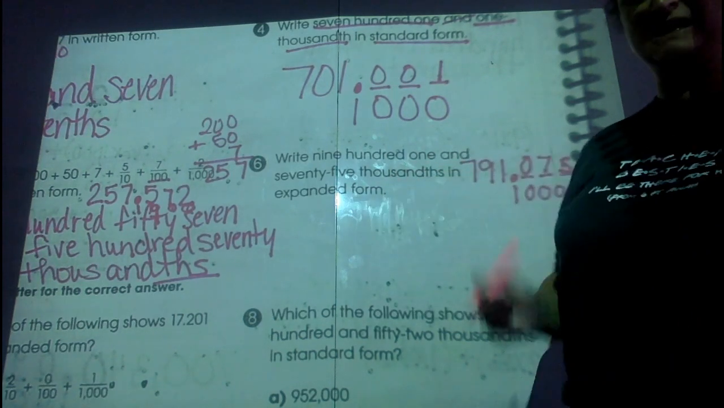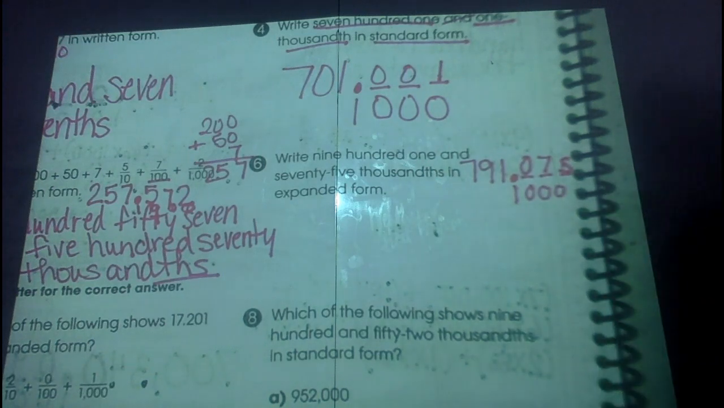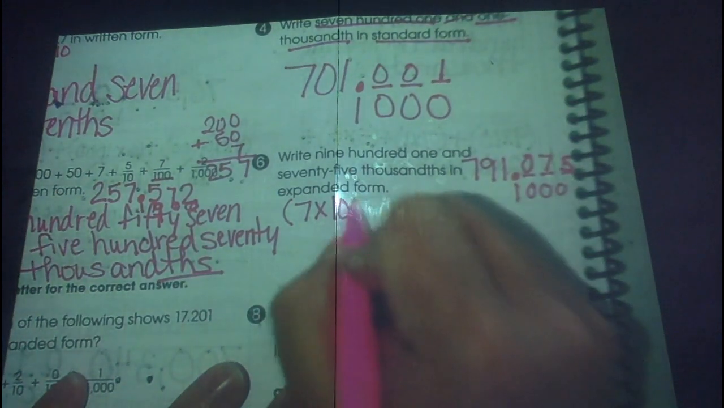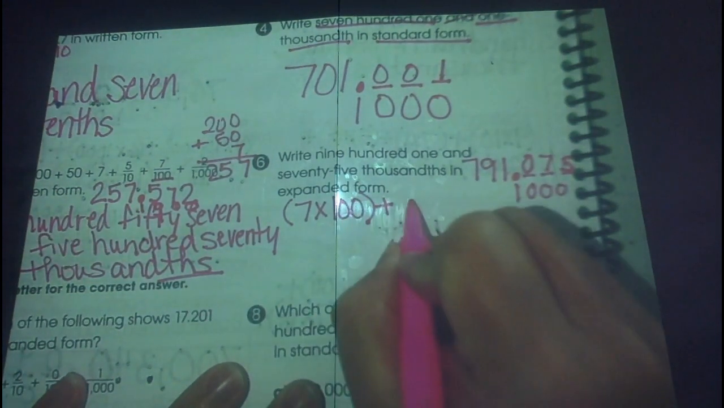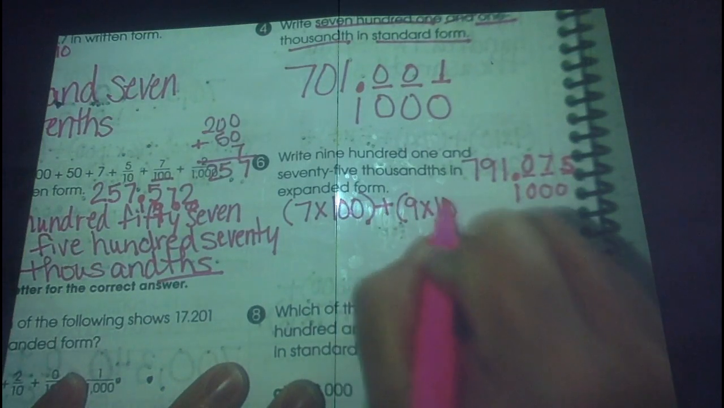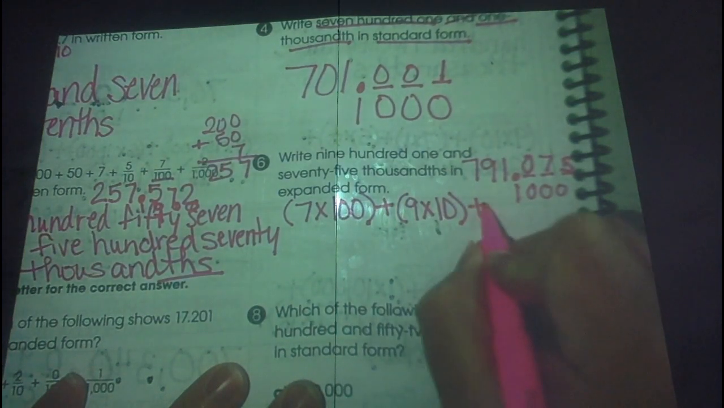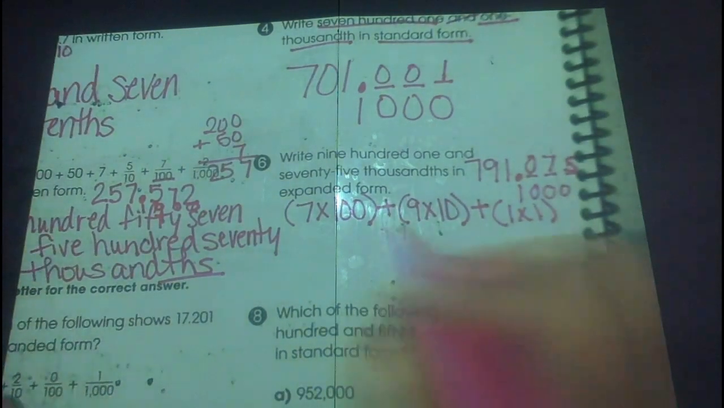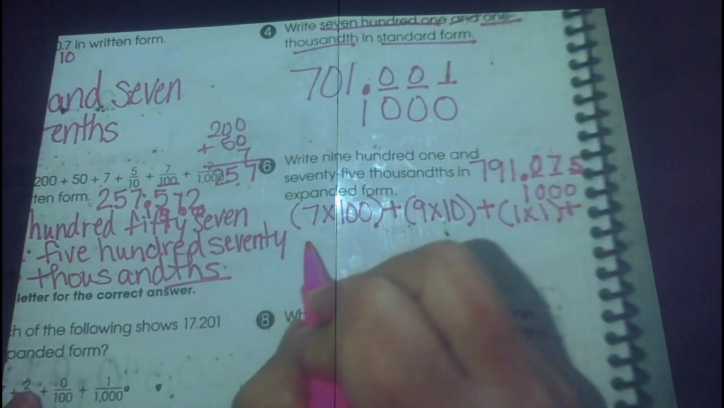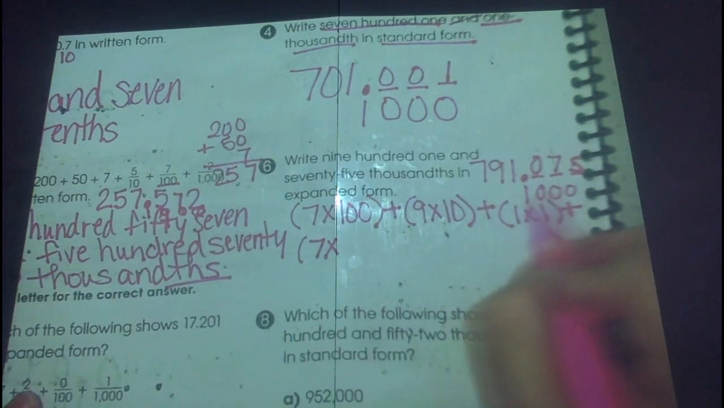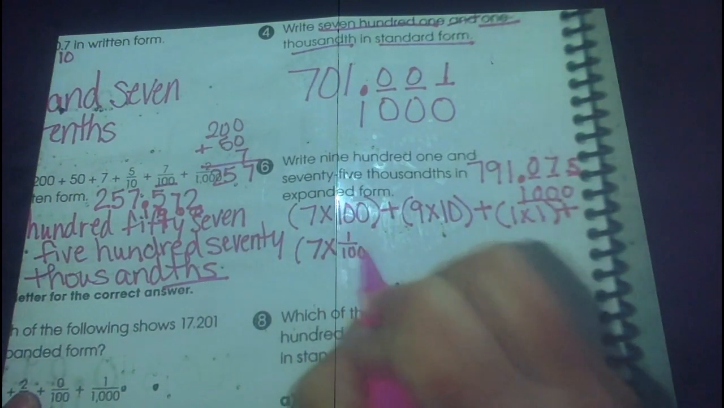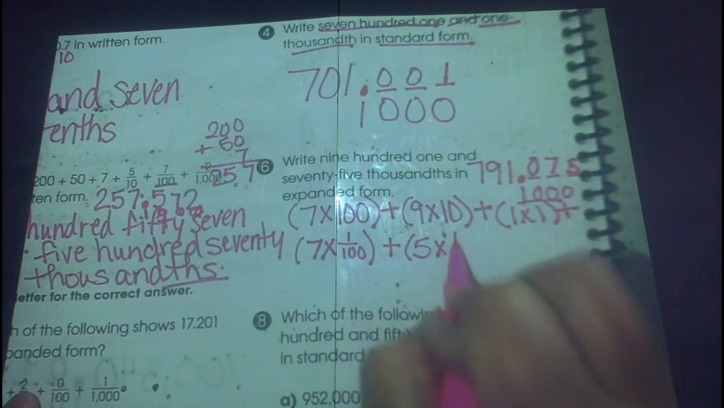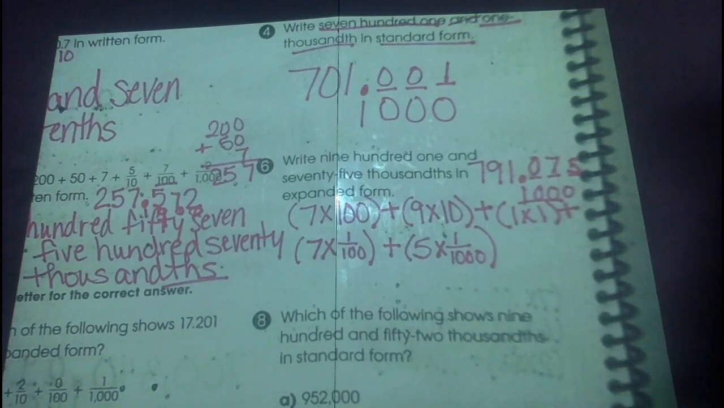Now I need to write this in expanded form. So let's go ahead and do that. I've got 9, 9 is in the hundreds place, 9 times 100, plus 1 times 1, because the 1's in the 1's place, plus I have a 7 in the hundredths place, plus my 5, that's in the thousandths place.